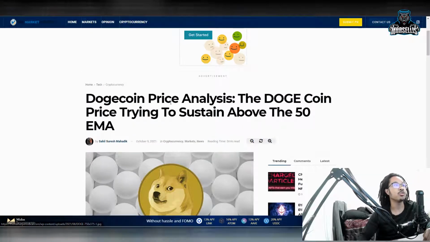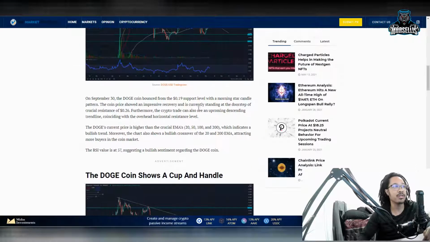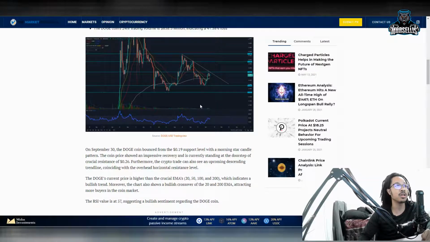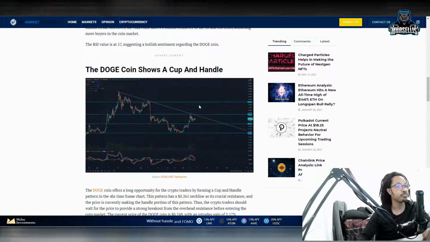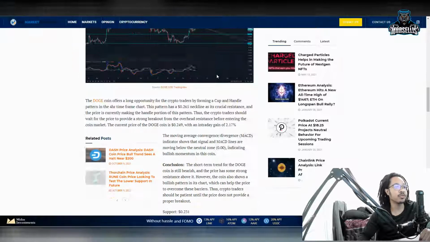And anyways, Dogecoin price analysis: the Dogecoin price is trying to sustain above the 50 EMA. So a lot of people have the same perspective on what we have here, and everyone's really looking at it from the same perspective. So that's pretty much what we're seeing here with Dogecoin. Let's open this up in a new tab so you can see this in a bigger view. So yeah, you can kind of see right there, that's what we're trying to break past right now. So this is all I got for Dogecoin today.